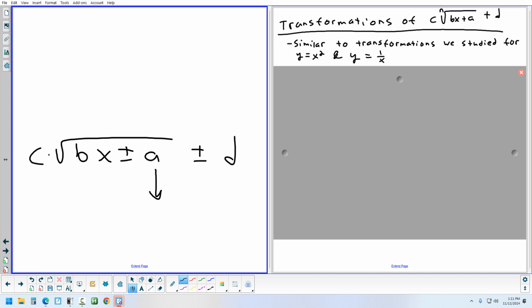Okay, so let's start with inside. Inside stuff is always horizontal. When you are inside the radical, the A and the B are both going to do horizontal stuff. What does adding do? Is adding a stretch or a shift? No, multiplying is a stretch. So adding is going to be a shift. And since the A is inside, it's horizontal. So A is a horizontal shift.